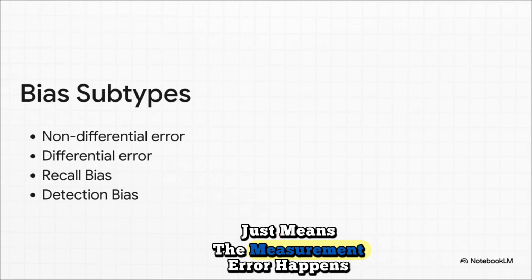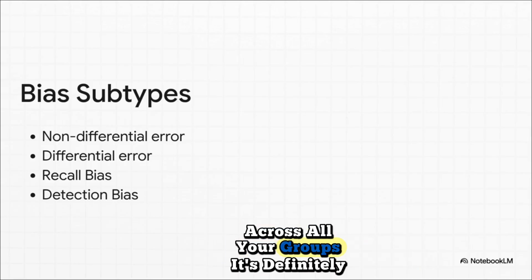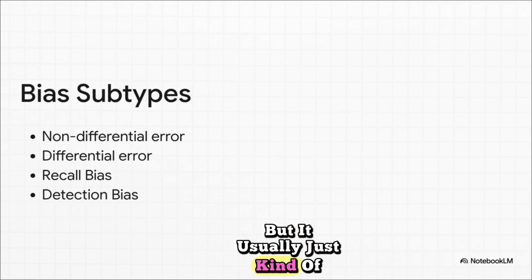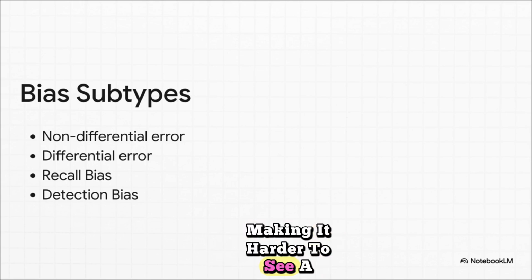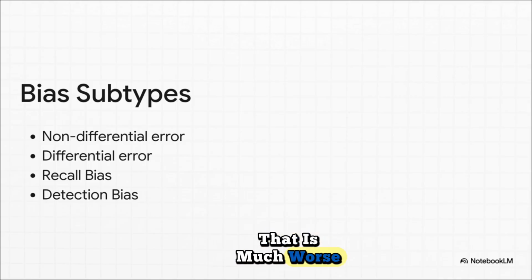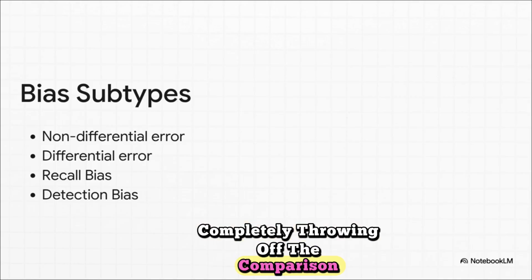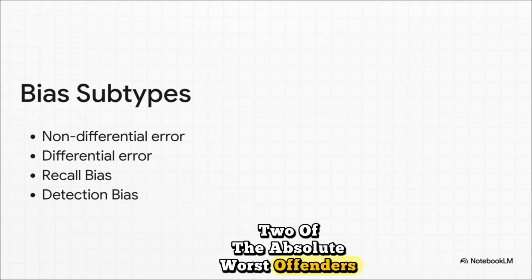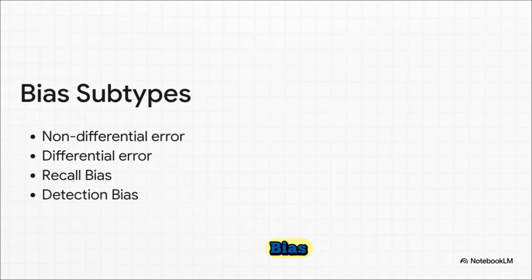Non-differential just means the measurement error happens equally across all your groups. It's definitely not great, but it usually just kind of dilutes your findings, making it harder to see a true connection. Differential misclassification, on the other hand, that is much worse. That's when the amount of error differs wildly between the groups, completely throwing off the comparison. Two of the absolute worst offenders here are recall bias and detection bias.